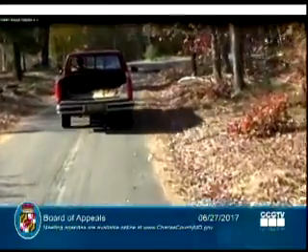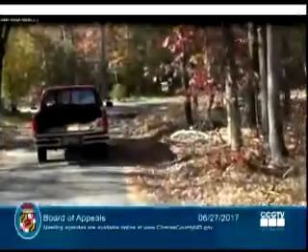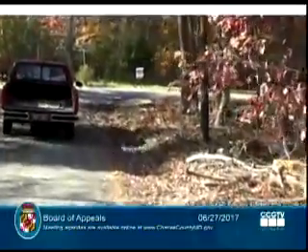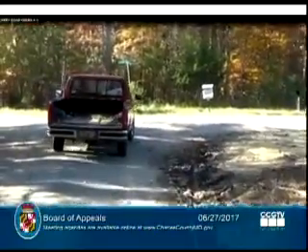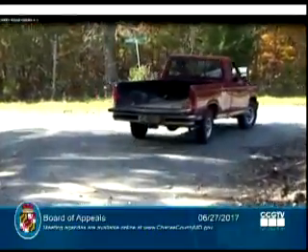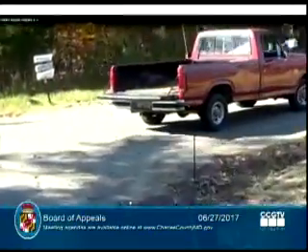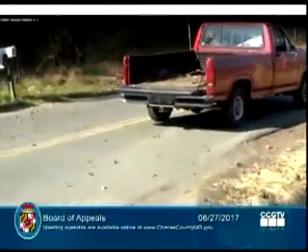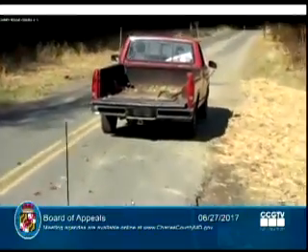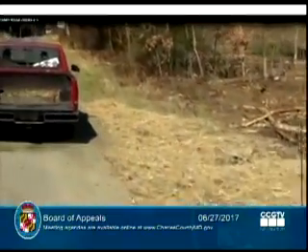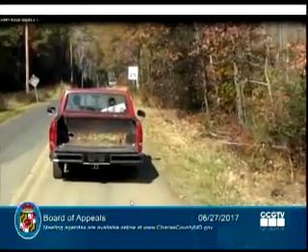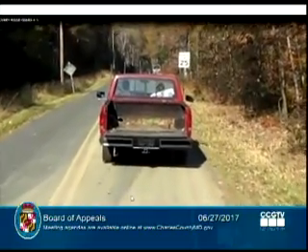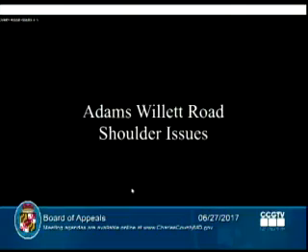It's interesting that this intersection was never studied for level of service or capacity or anything else. The sign shows it to be Adams Willett, and once we get on Adams Willett, you see that there is a posted speed limit. The road's a little bit wider on Adams Willett, and the posted speed limit is 25 miles per hour. We didn't take much footage on Adams Willett, but the shoulders we thought were interesting.